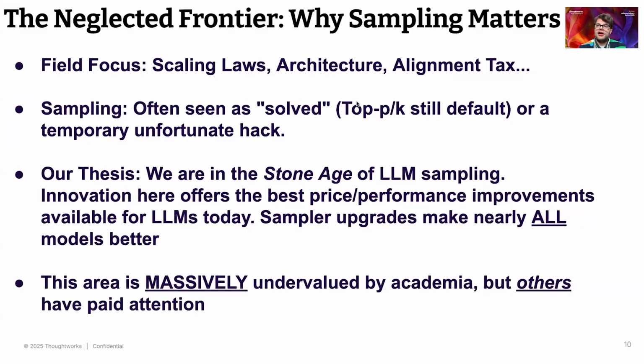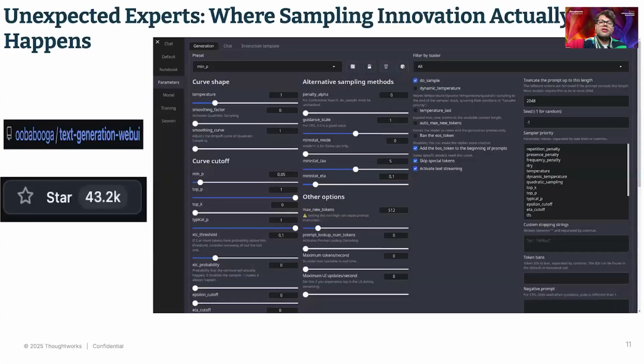So our thesis is the potential gains from smarter sampling are enormous, and that most of academia, at least, had missed the boat. And even folks like consultants here at ThoughtWorks are simply unaware of these techniques because academics haven't done their job of signaling and signposting, right? So where the innovation ends up happening is enthusiasts, right? So since academia isn't leading, we look to open source LLM front end communities.